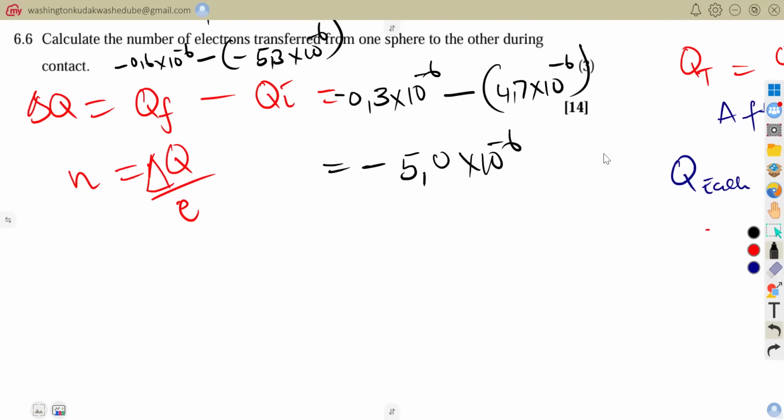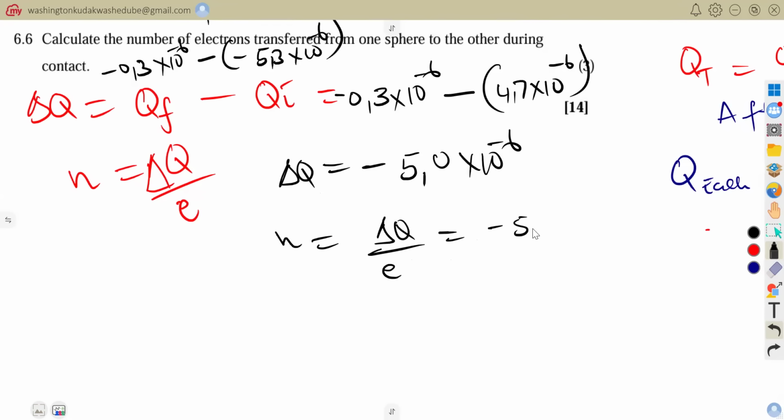And then if you come here, you also put negative 0.3 there. You would have negative 0.3 times 10 to the power negative 6. And then if you say positive 5.3 minus 0.3, you would get 5.0, which is just the same. And then to get the number of electrons, this is the change in charge. You now say change in charge over the charge of an electron, which is negative 5.0 times 10 to the power negative 6, all over negative 1.6 times 10 to the power negative 19.